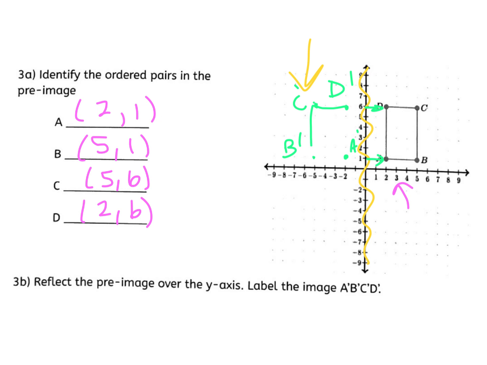Okay, so we connect and check it out. And we label the images A prime, B prime, C prime, and D prime. Okay, so I just used the counting method and flipped it over.